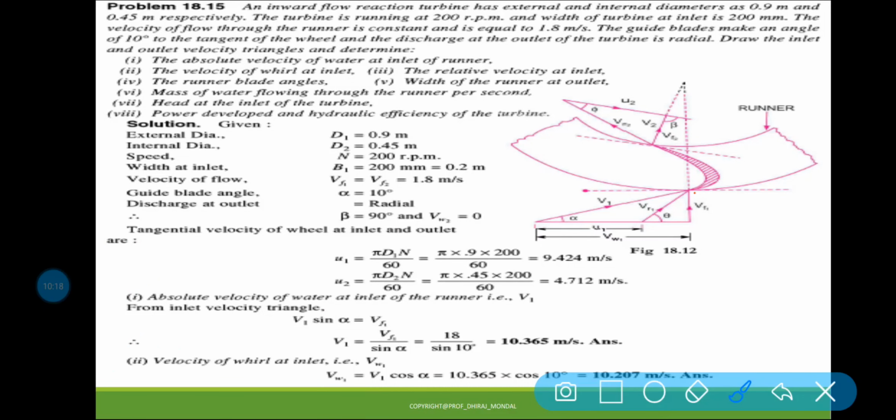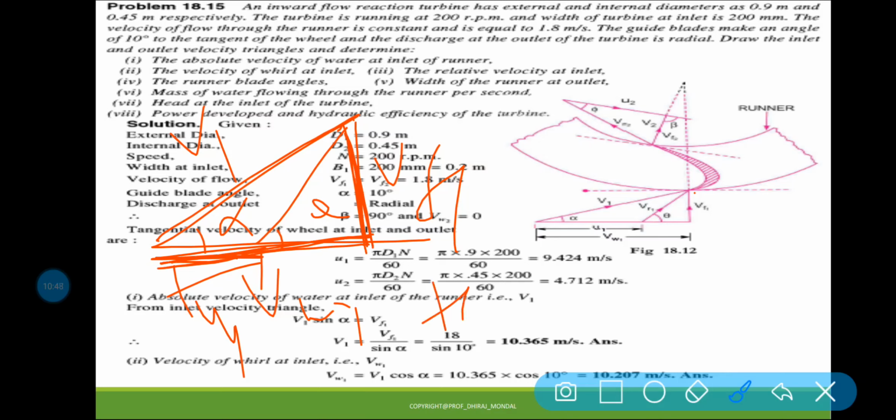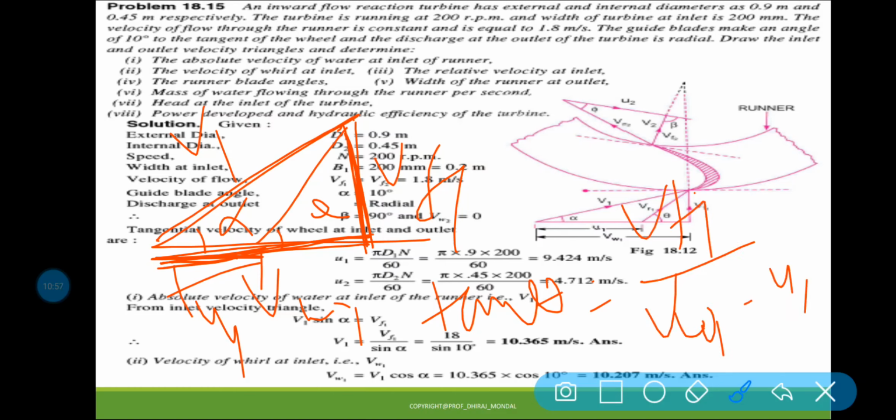Now how can we find out theta? You know that from the triangle, VF1 is given, V1 is given, VW1 is given, isn't it? Theta you need to find out, alpha is given. So V1 you know, VW1 you know, this U1 also you know. Now if this side you know and this total you know, and this U1 also you know, what can we write? Tan theta is equal to VF1 by VW1 minus U1. Can I write this? Now from this equation you can easily find out theta.